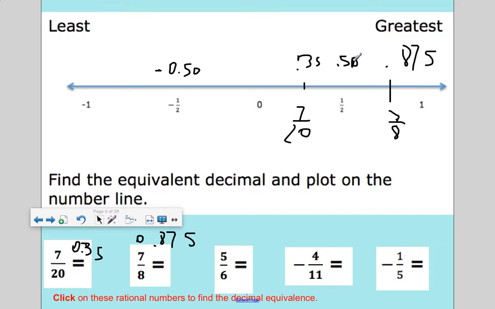Or you can turn all of these into the thousandths place. So this would be 350 thousandths, and this would be 500 thousandths, then 875 thousandths, 1 whole.